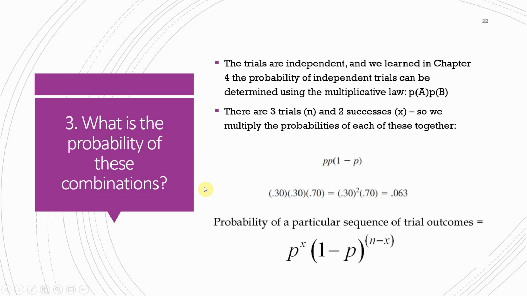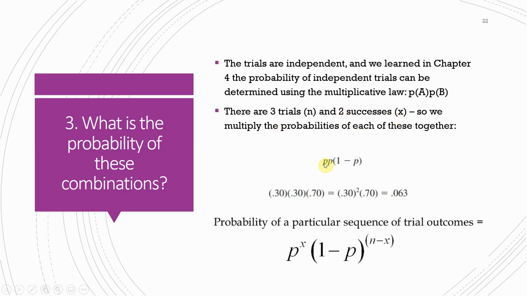So now we have to figure out, well, what is the probability of any of these combinations happening? Remember, the trials are independent. And we learned from chapter 4, the probability of independent trials can be determined using the multiplication law. So that's just multiplying your probabilities together. That's exactly what we're going to do. There are 3 trials, so we're going to multiply 3 things together, and 2 of them were successes.